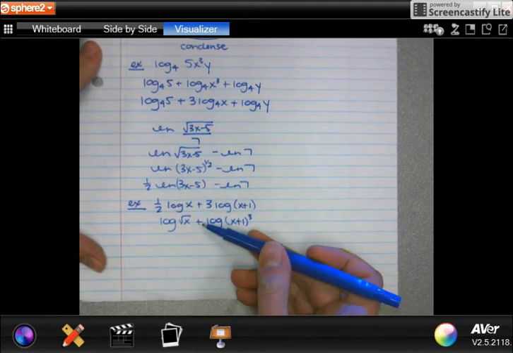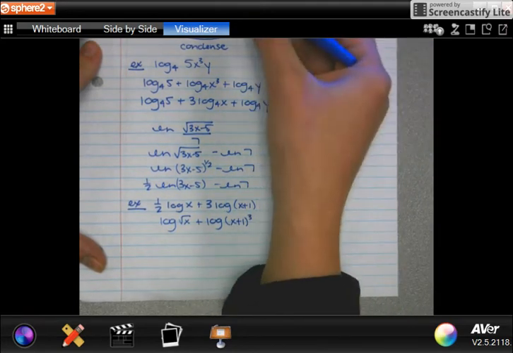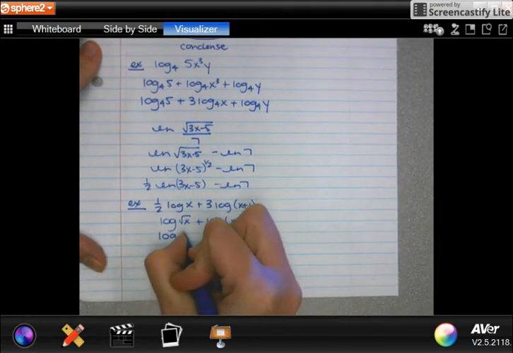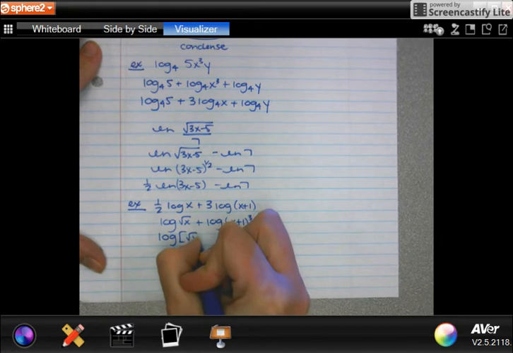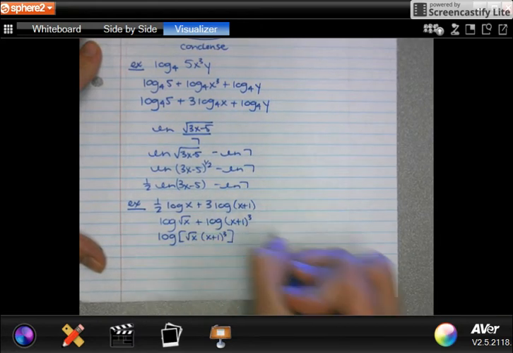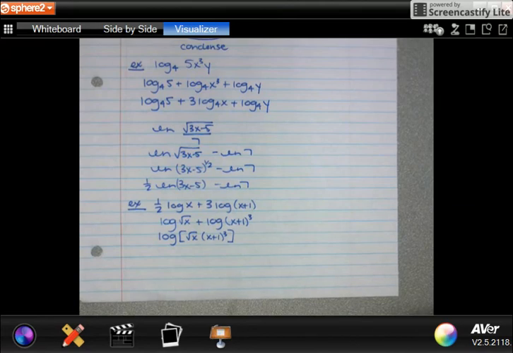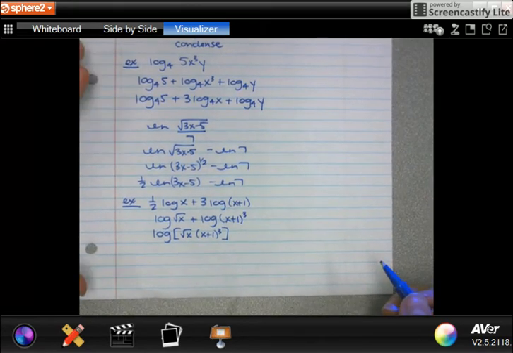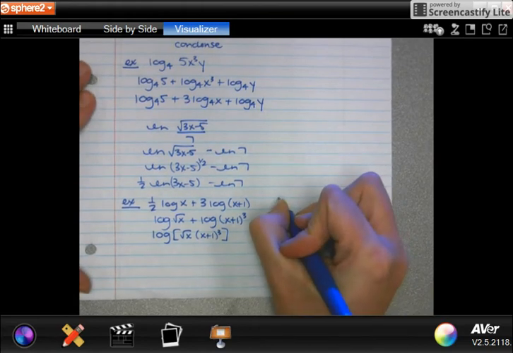Now you have two things being added, so you can condense them into multiplication from above. So it would be log of square root x times x plus 1 to the third. And you really can just leave it like that. It doesn't look very simplified, but you can go ahead and stop there. One more example.